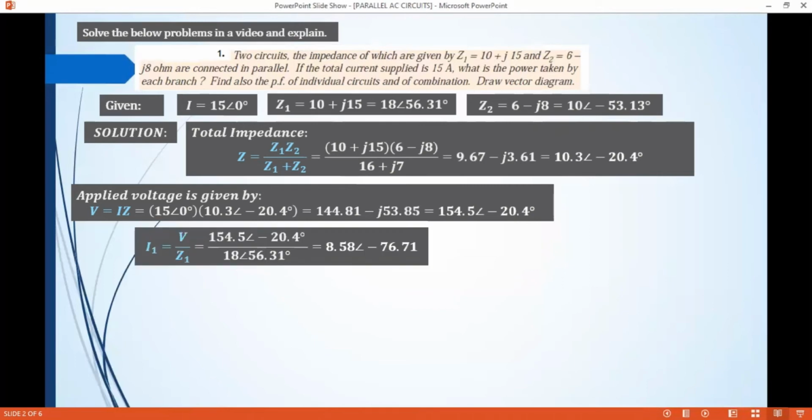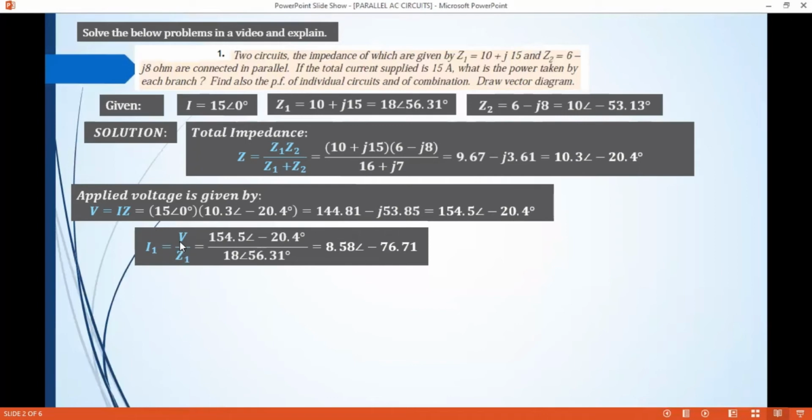So next is we will be solving the individual circuits, I mean the individual currents. From the formula V is equal to IZ, we will divide both sides by Z. So we have the formula for our current. I1 is equal to V over Z1, since the first current we will solve is current 1, so I will be using the impedance 1.